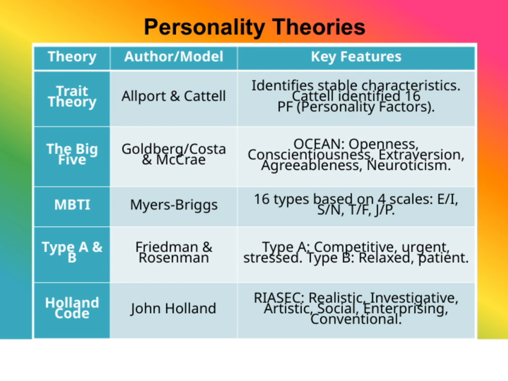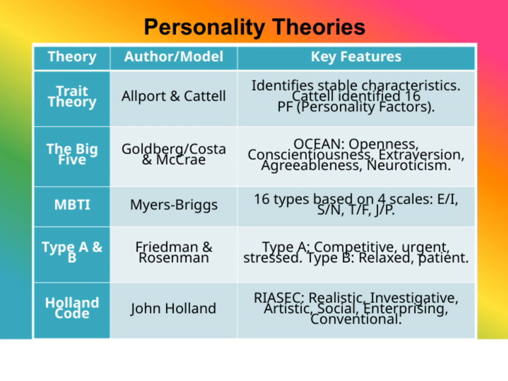These types are based on 4 dichotomous scales: E or I for extroversion or introversion, S or N for sensing or intuition, T or F for thinking or feeling, and J or P for judging or perceiving. It's a popular tool for understanding individual preferences. Then there's the Type A and Type B theory by Friedman and Rosenman.